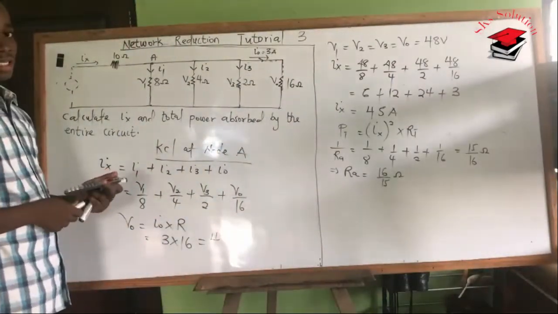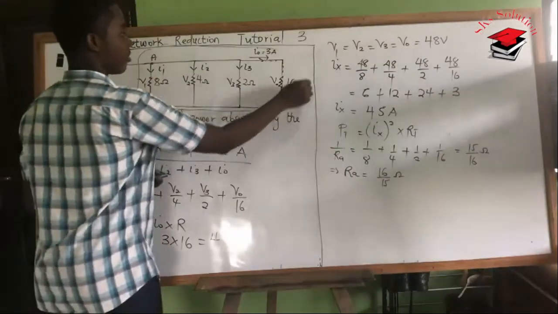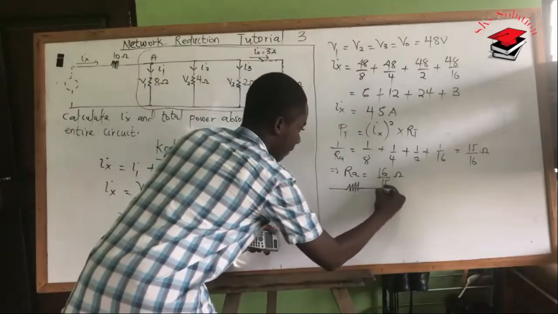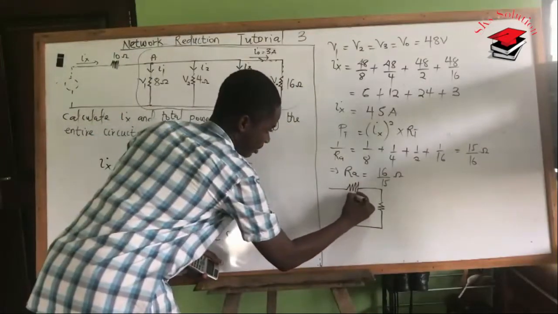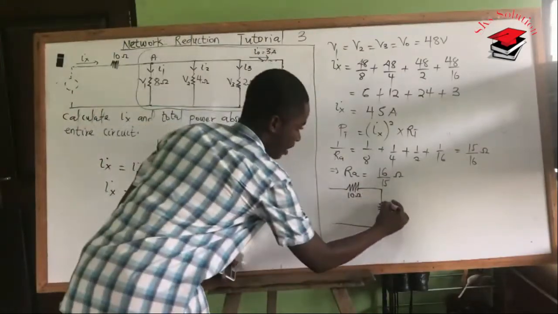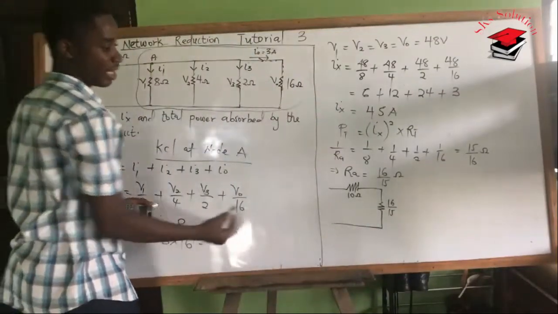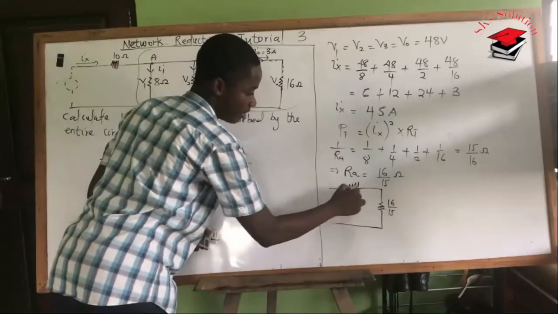This is not the total. This is the equivalent of what? This portion. The equivalent. So our network looks like this. This is where we have the 10. And this is where we have the 16 on 15. So looking at this, we can see these two are connected in what? Series, because they have the same current flowing through.